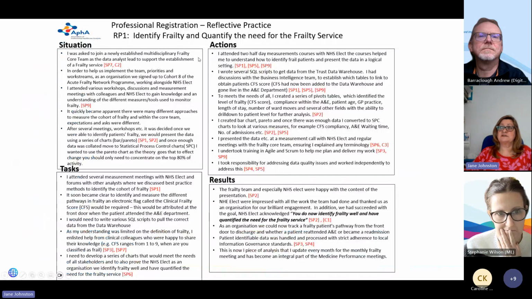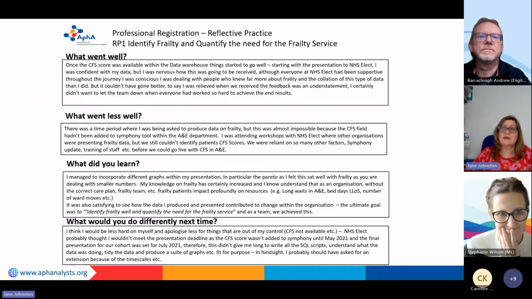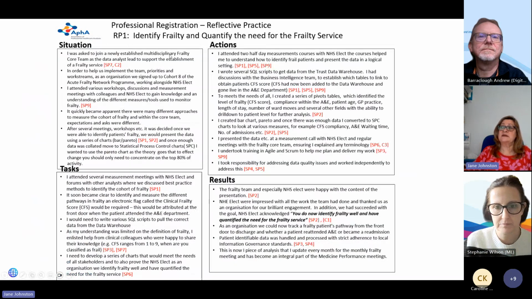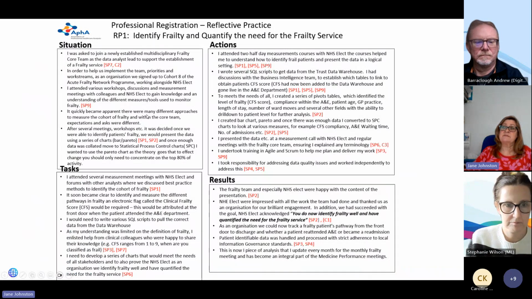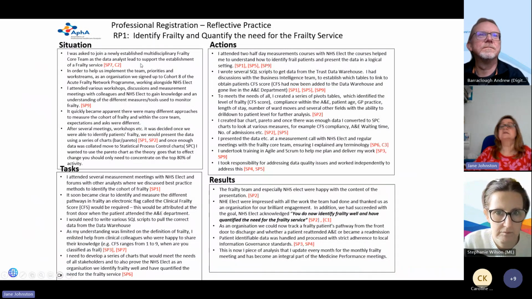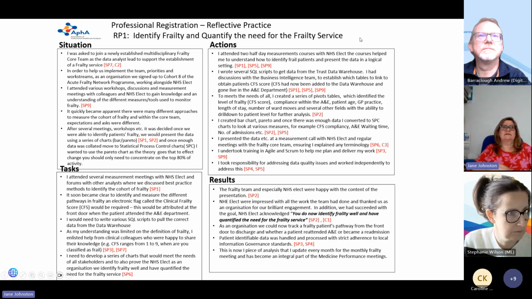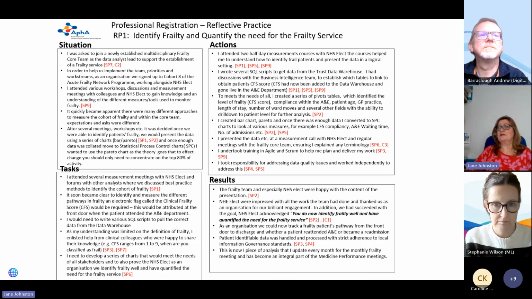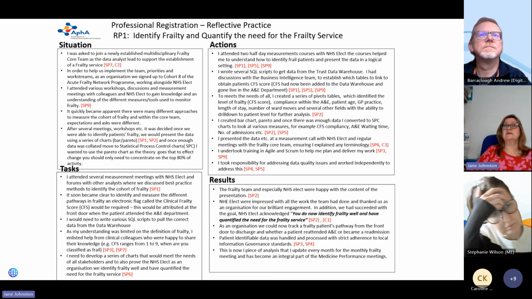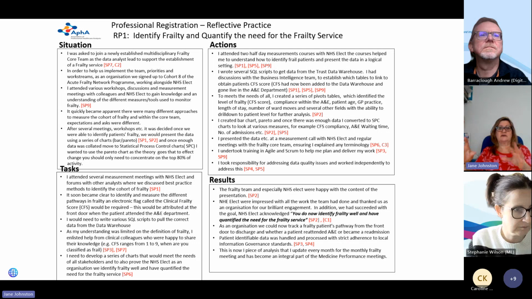So here's an example of a professional registration reflective practice. We use the STAR template: situation, tasks, actions, and results. And as you can see here, the project in this one was identifying frailty and quantifying the need for a frailty service. A lot of people get involved in things like length of stay, demand and capacity modelling. There are so many things that are quite standard practice that you could bring into this. It doesn't have to be even a one-off project. It could be something that you routinely do, but covers a lot of your standards.